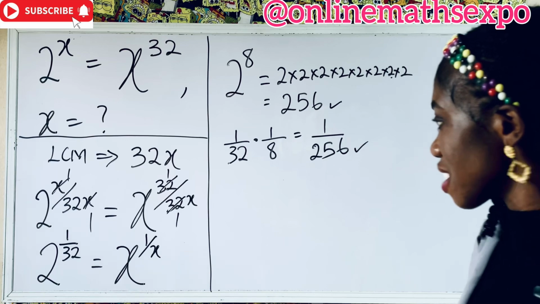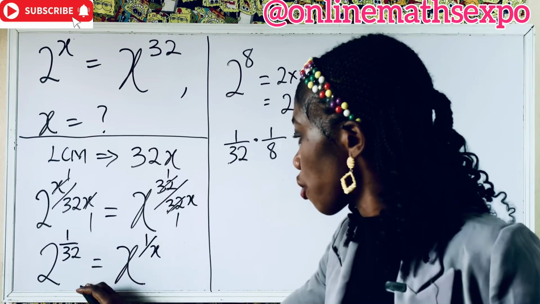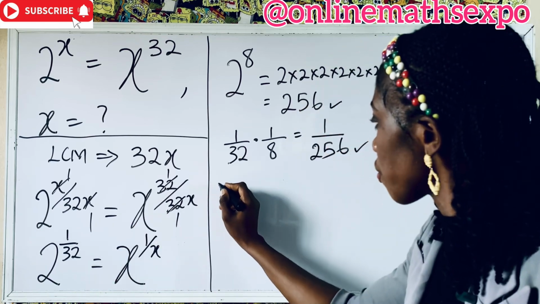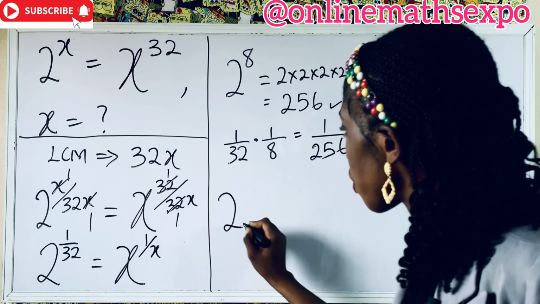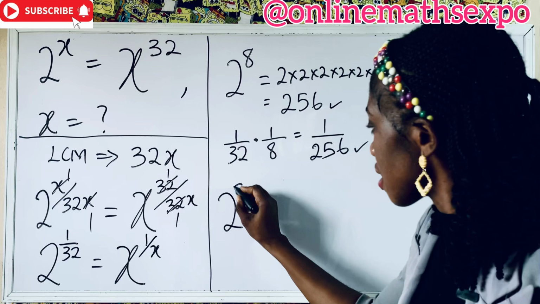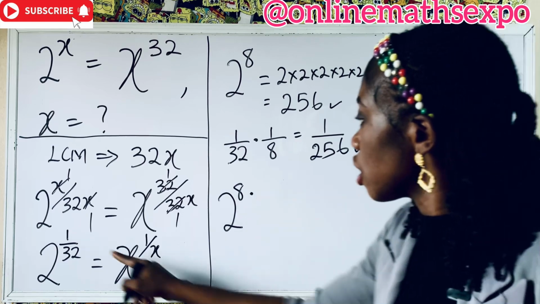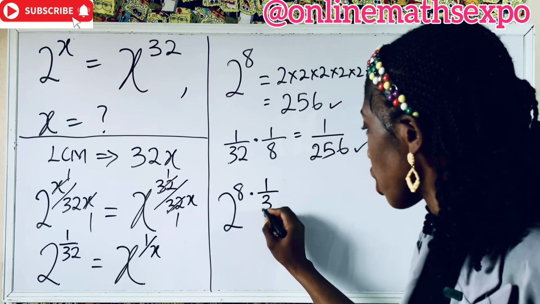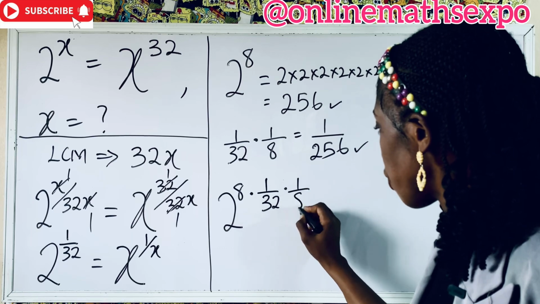So what it means is that to solve this now, from here we're going to have 2 to the power of this 8 multiplying, this is 1 over 32, okay? Multiply it by 1 over 8.